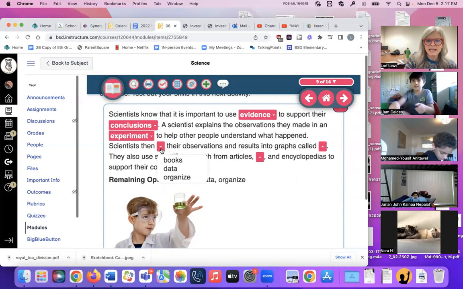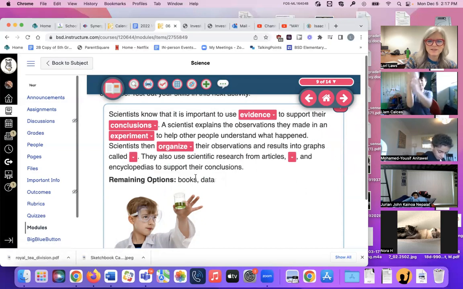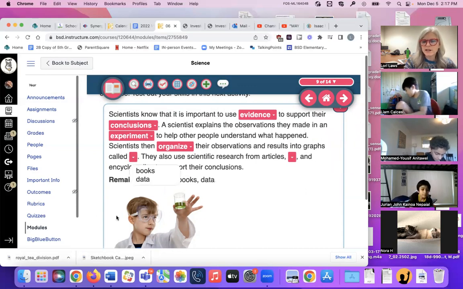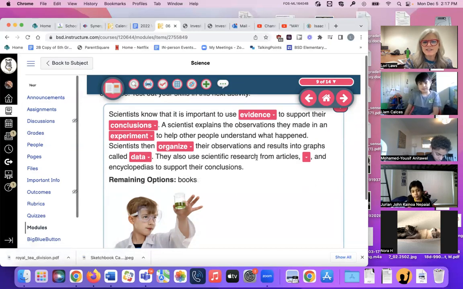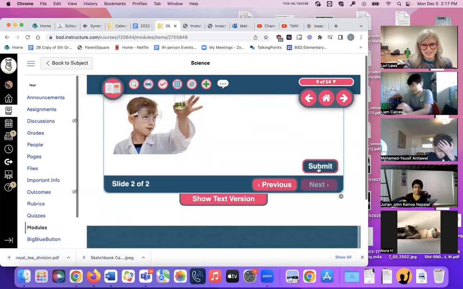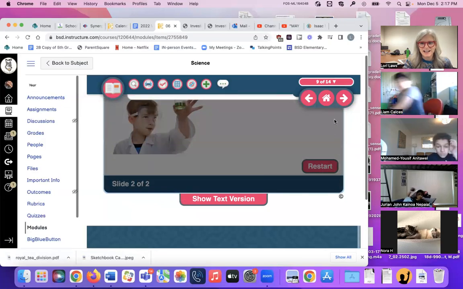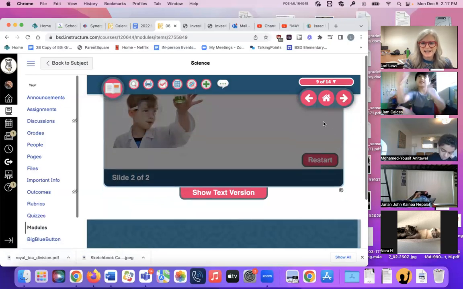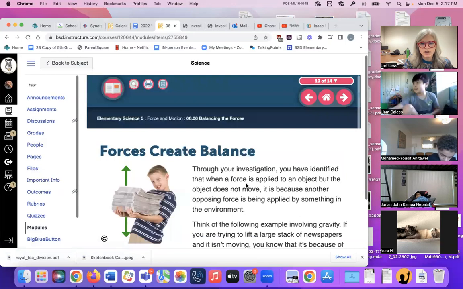Scientists then organize their observations and results into graphs called, let somebody else answer. Are the graphs called books or data? Data. Thank you. They also use scientific research from articles, books, and encyclopedias to support their conclusions. I mean, books would have been the last one. I know they only gave you one choice.